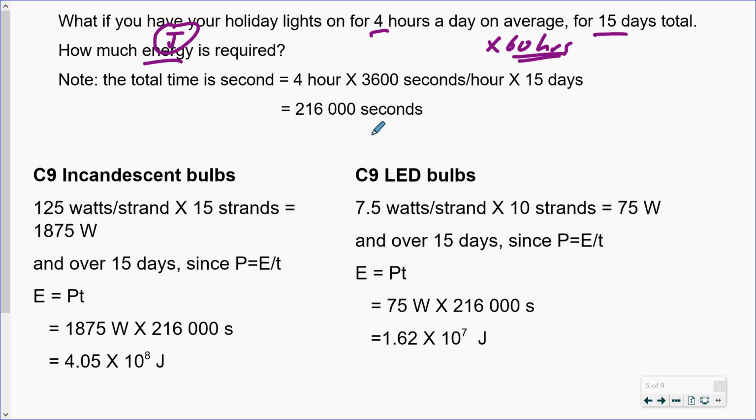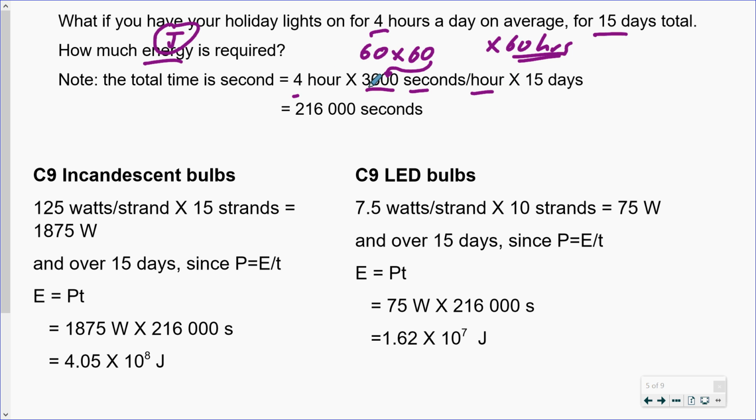Again, most of the calculations that we do in physics, we convert into seconds. So we're just going to take our hours and convert them into seconds. Here I have the 4 hours times 3,600. Where does that come from? Well, 60 minutes in an hour times 60 seconds in a minute. 60 times 60 is the 3,600 seconds per hour.